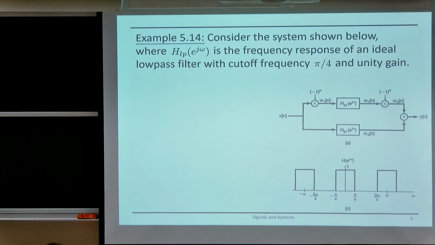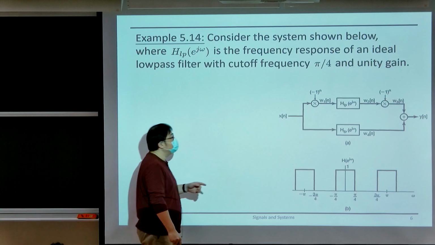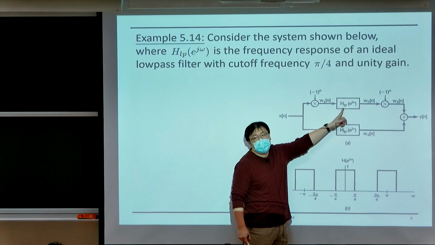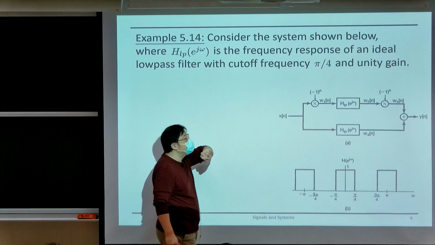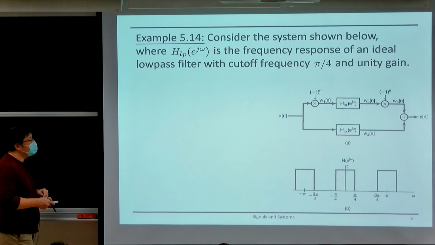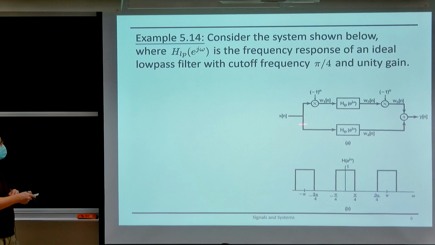Here we continue to look at another example. In this example, we're considering a system as plotted here, with this HLP being an ideal low-pass filter. Let's see what the effective input-output relation of these two is. This is an ideal low-pass filter with cutoff frequency pi over 4 and a unity gain.